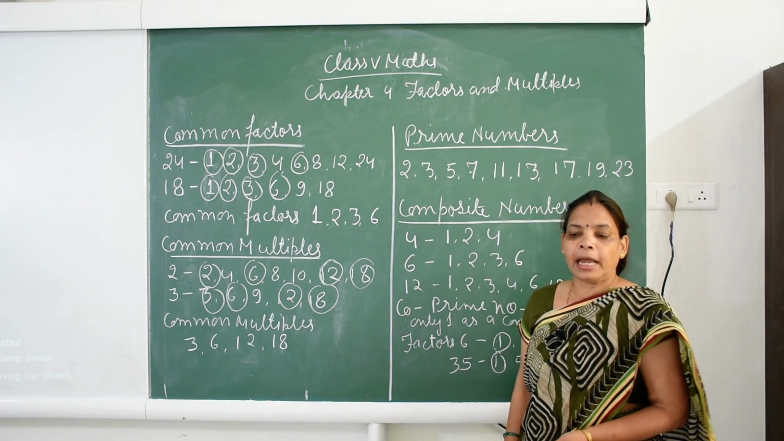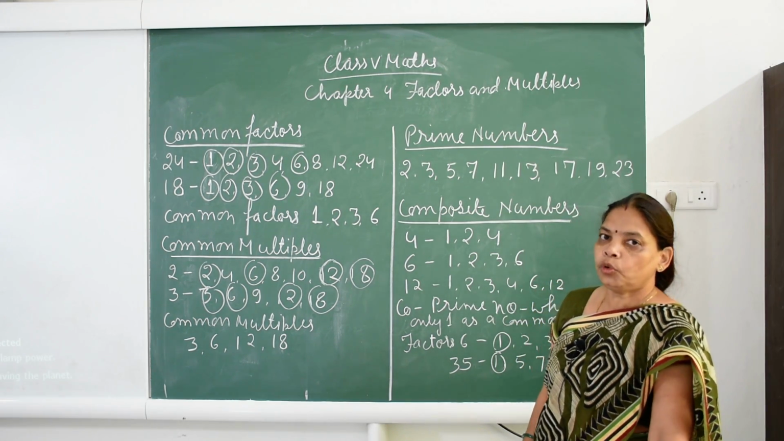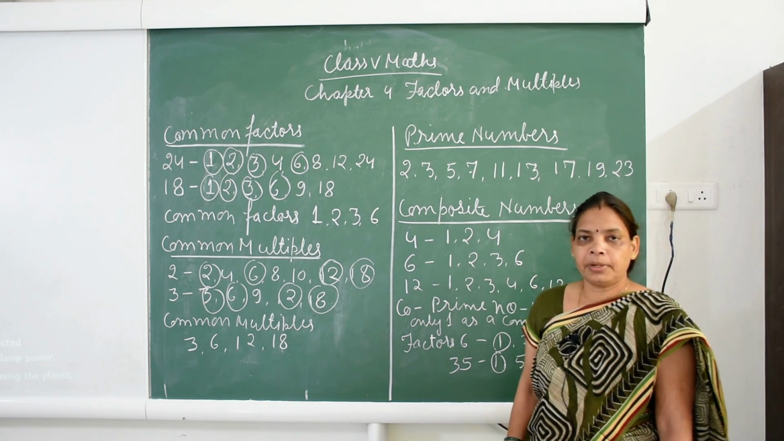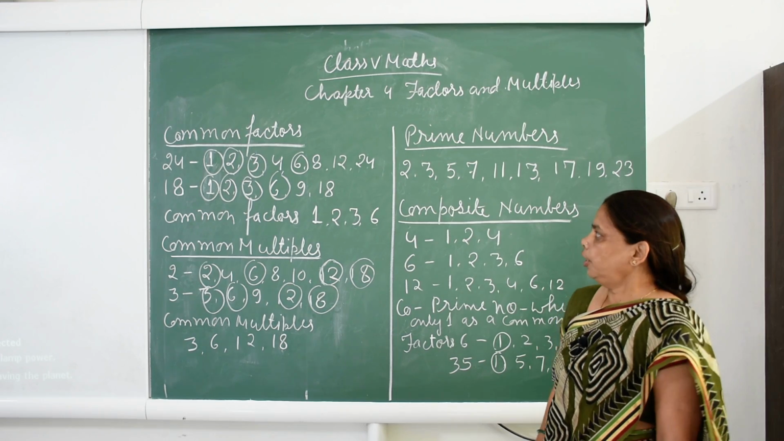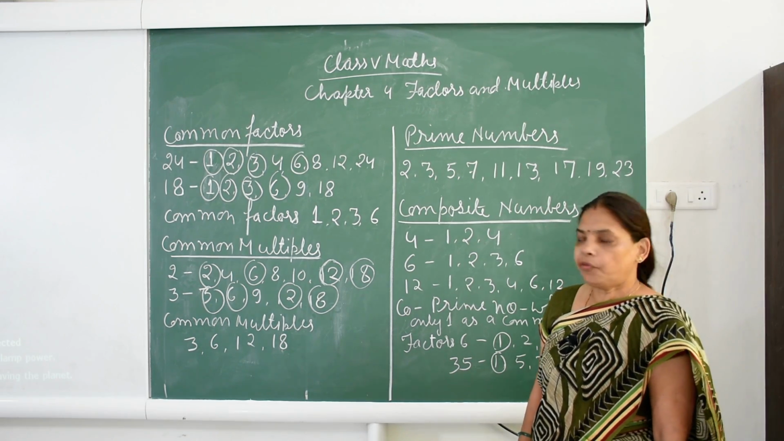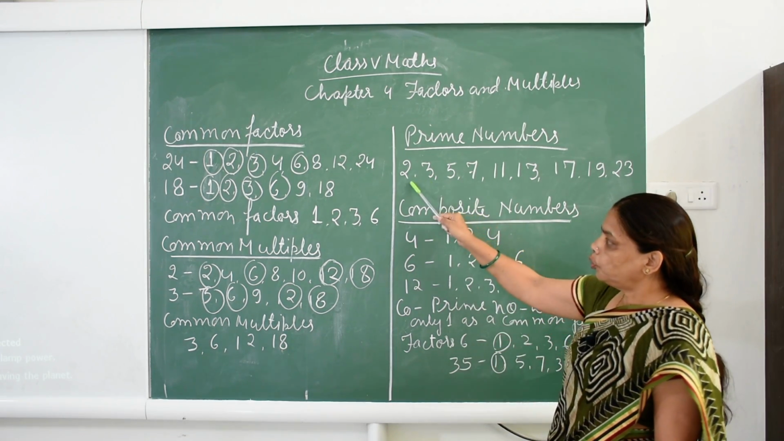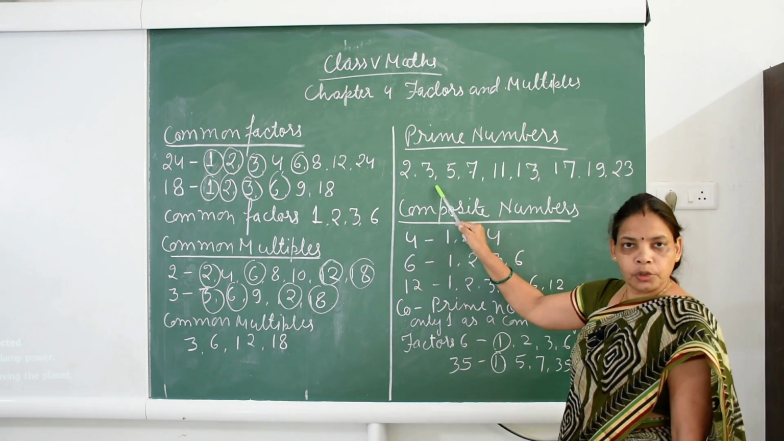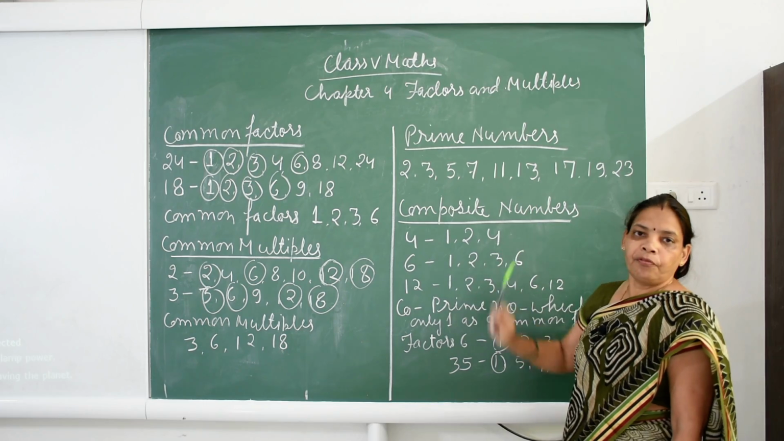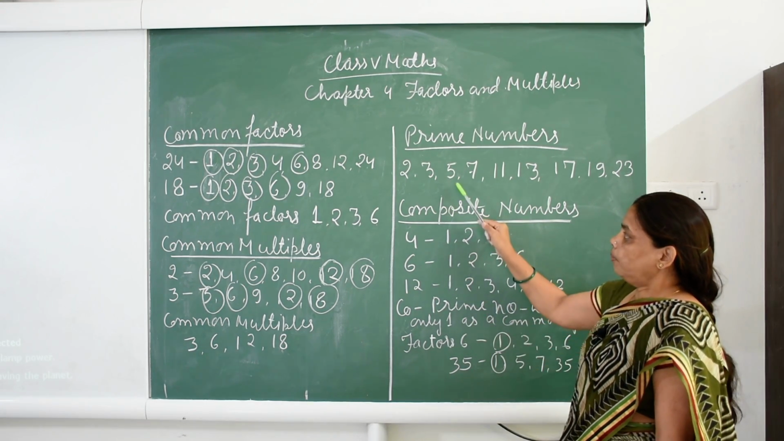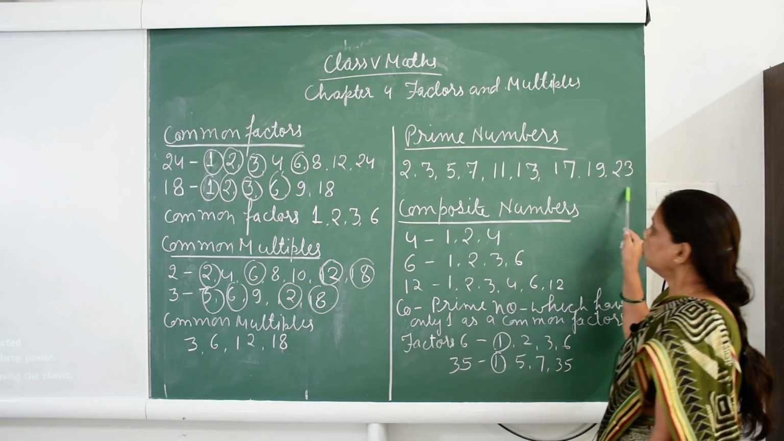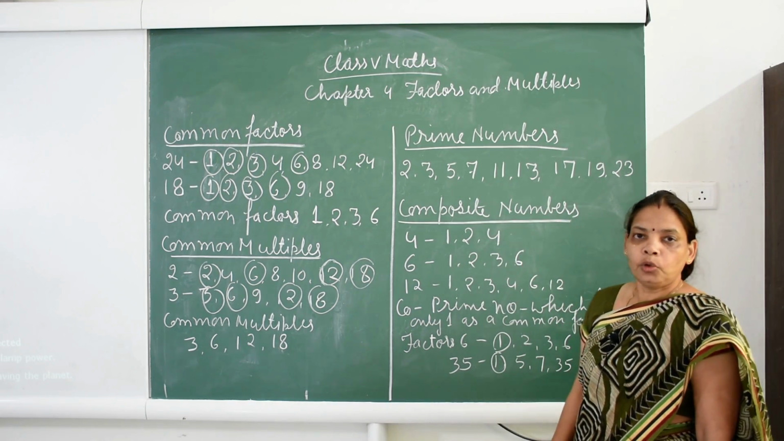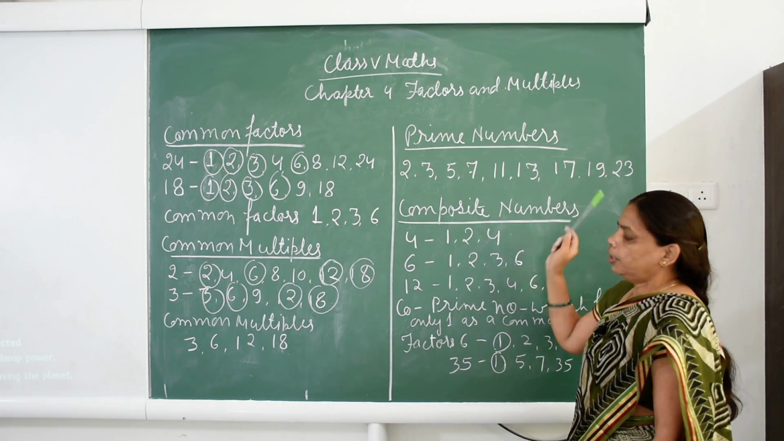Now prime number. What is a prime number? A prime number is a number which has two factors. The number that is divisible by only 2 numbers, 1 and the number itself. It has only 2 factors. For example, 2 has only 2 factors, 1 and 2. 3 has only 2 factors, 1 and 3. And 5 also has 2 factors, 5 and 1. All these are prime numbers. These numbers have only 2 factors, 1 and the number itself.